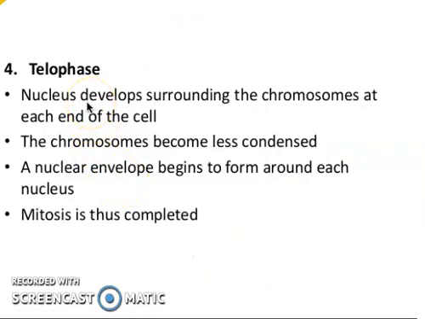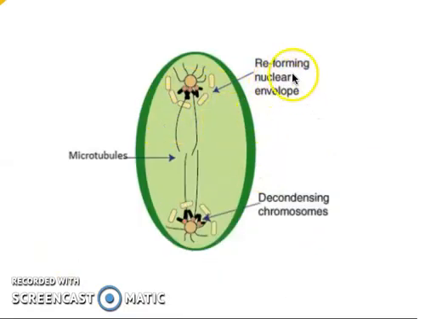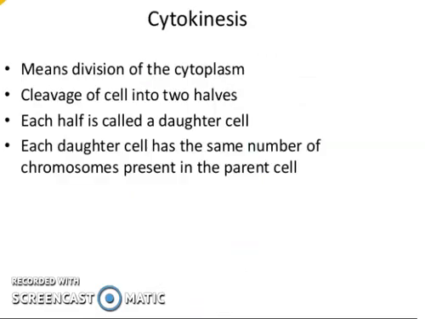Finally, the last stage, telophase: the nucleus develops surrounding the chromosomes at each end of the cell. The chromosomes become less condensed. That means the chromosomes are going back to the chromatin network, because the condensation that was made for the formation of chromosomes has served its purpose. So chromosomes will now be converted back into the chromatin network. The nuclear envelope which was broken down earlier will now begin to develop again around each nucleus. So mitosis is completed, and here you can see the nuclear envelope reforming, giving two distinct nuclei.